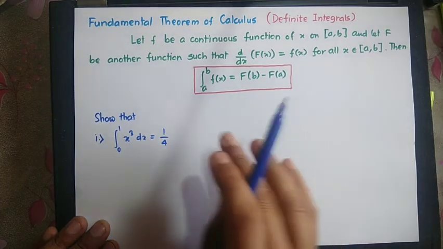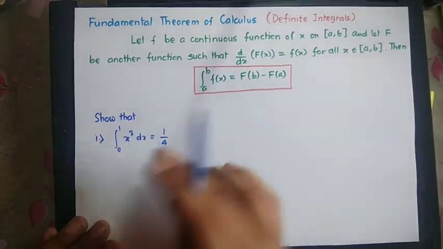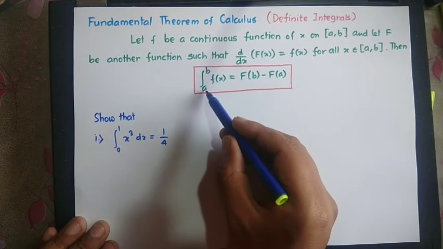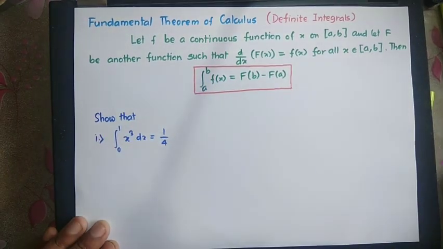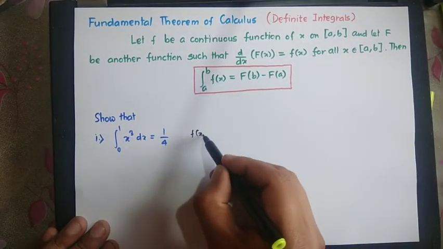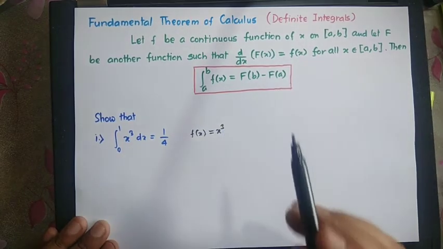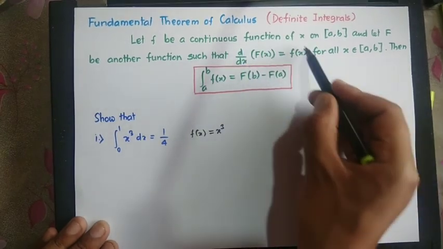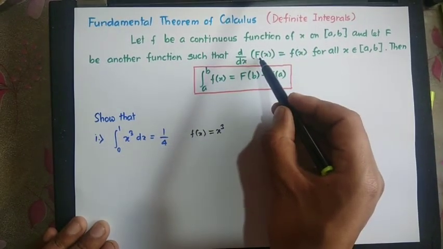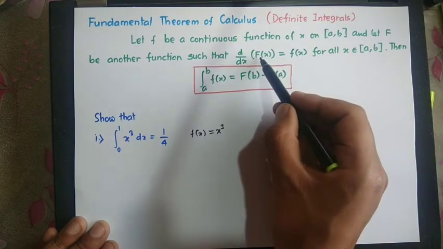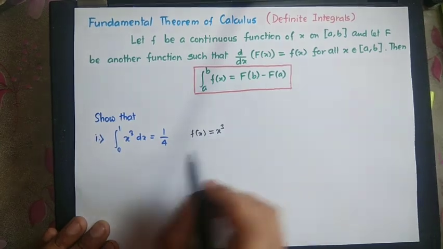If I compare these two, the value of a is 0, and this is known as the lower limit, and the value of b is 1. So let us try to solve this problem. Here my f(x) is x cube. Now when you integrate this function, as we already saw in the introduction part, if you differentiate capital F, you get small f. That means if you integrate small f, you'll get capital F. So let us integrate this first.